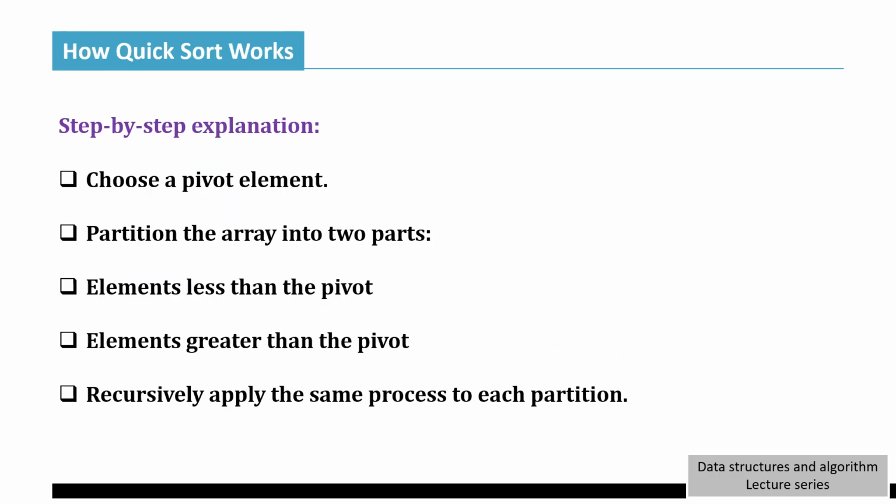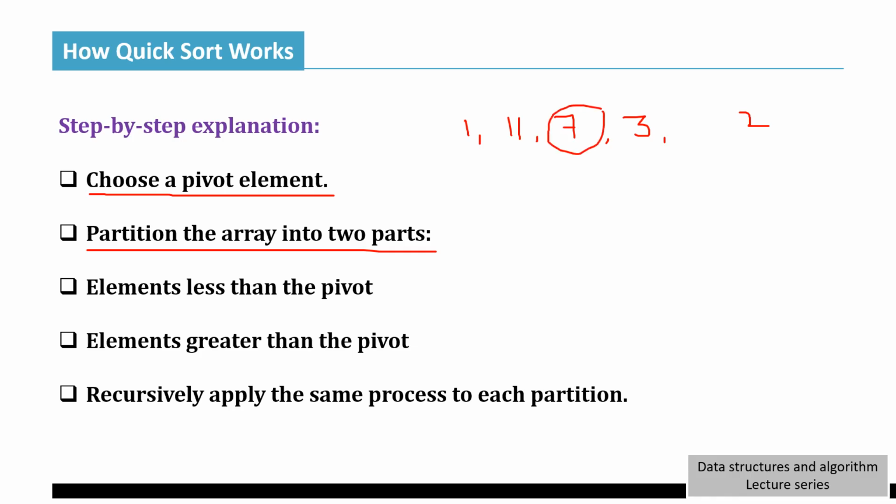So let us understand step by step how quicksort works. The first step in quicksort is to choose a pivot element. Then partition the array into two parts. Suppose you have some array like this, right? Then we will select one pivot. We are having one numerical example.